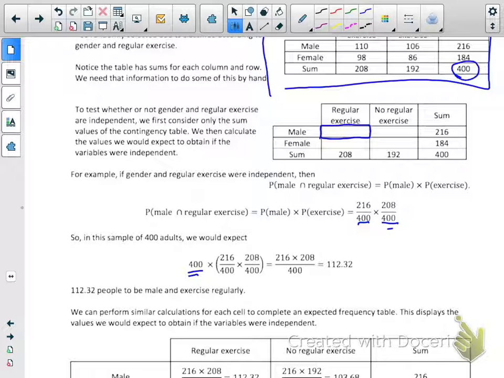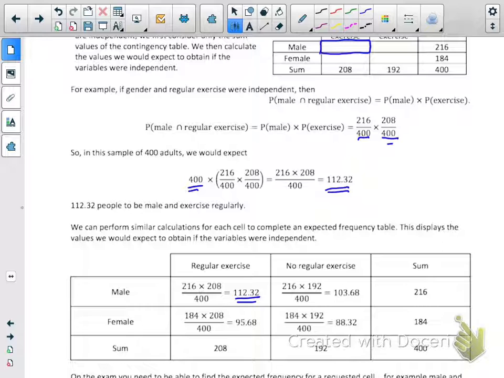If I say the probability of getting heads is a half and I do it 100 times, then I would take 100 times a half to get 50, and I would have 50 tails or 50 heads. In this case, I'm going to take this probability from up here times 400 because I have 400 adults, and when I do the math, I end up with 112.32. That's the number that we're going to put in that spot.